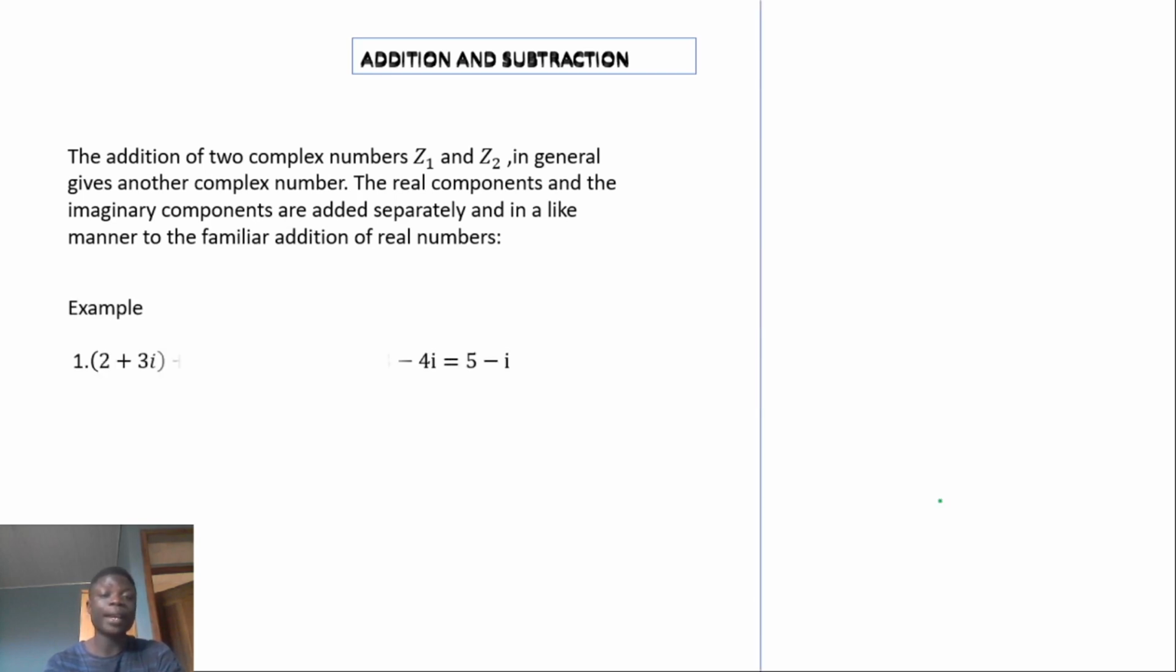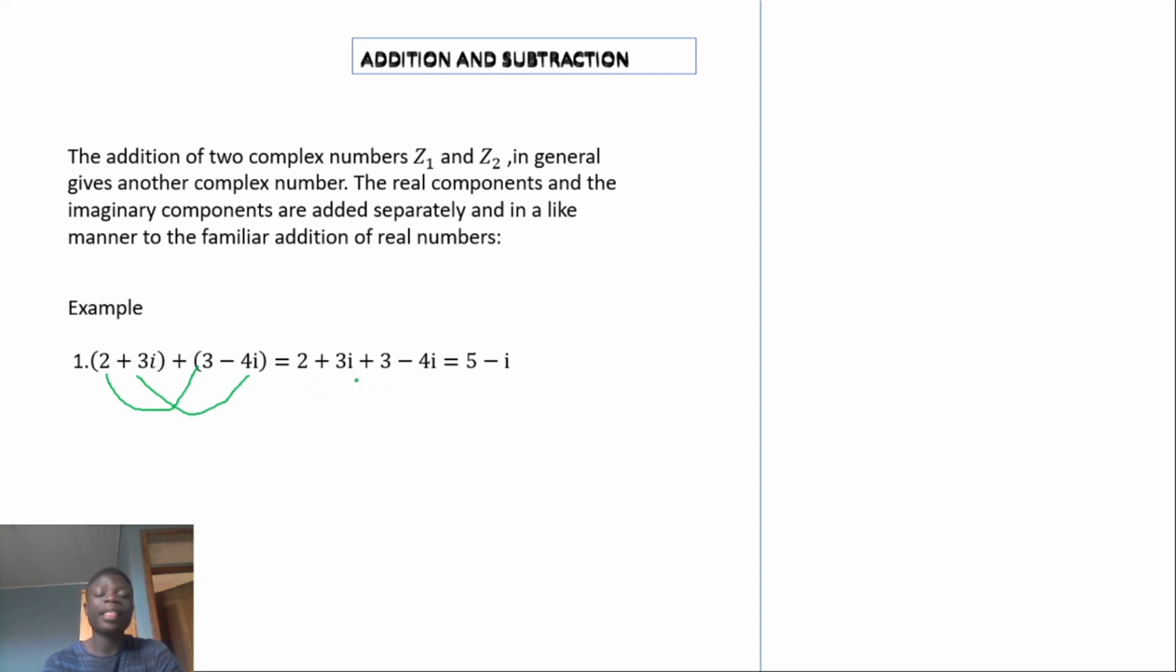So when a question is given, like let's see this question, that is 2 plus 3i plus 3 minus 4i. How are you going to solve this? This is very simple. You're going to group like terms. So the real part moves with the real part, and the imaginary part moves with the imaginary part. So with this, you're going to get 2 plus 3 will give you 5.